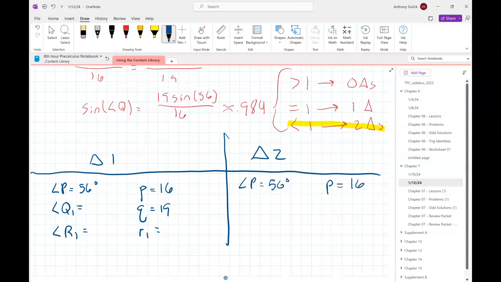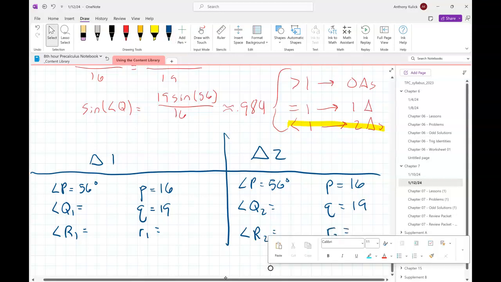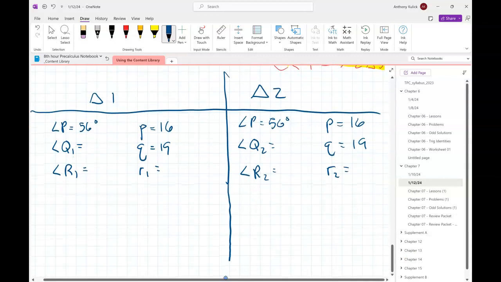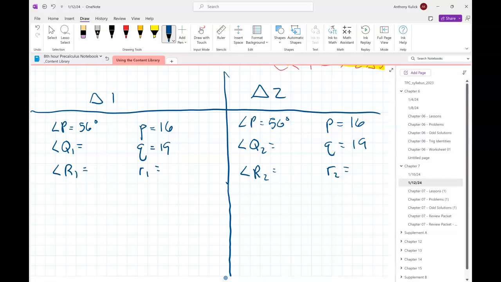So in triangle 1 and triangle 2, all the given information is exactly the same. So I'm just going to call these angle P and side P and side Q all the same. But the things we're going to solve for, angle Q, angle R, and side R, I'm going to add a subscript to them denoting whether I'm working with the angle Q in triangle 1 or the angle Q in triangle 2. So I can really keep my work straight. Is everybody so far so good with how I'm setting this up?